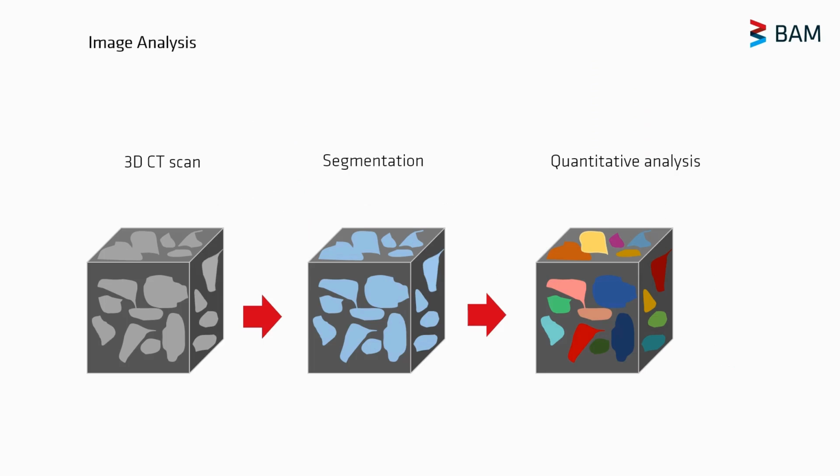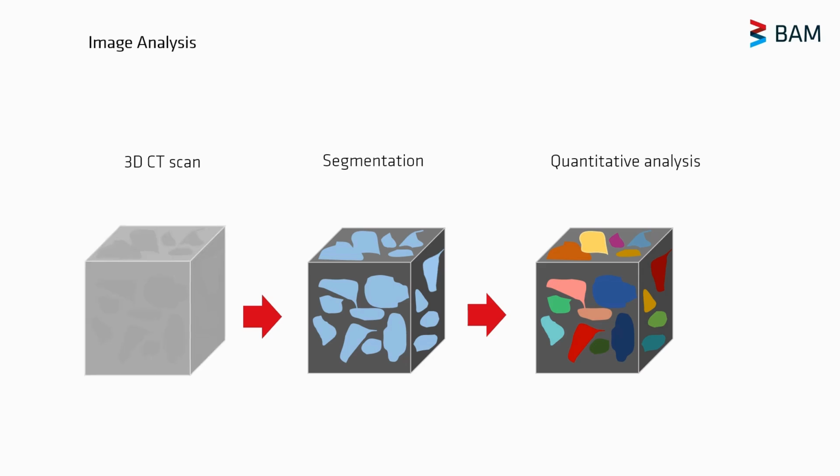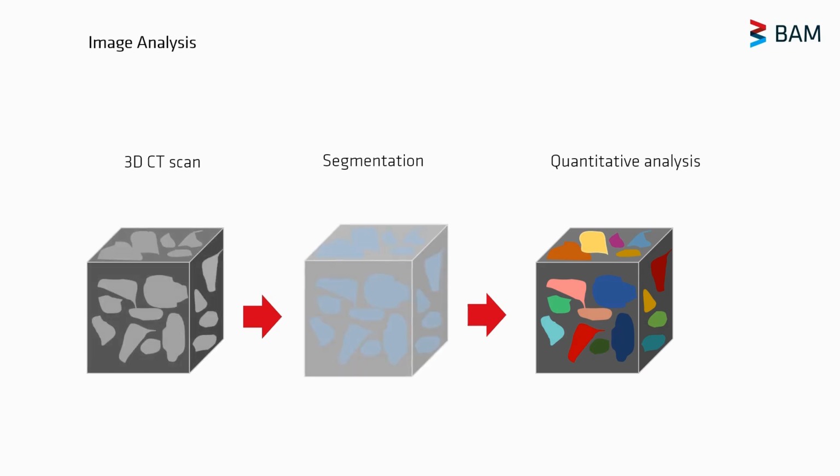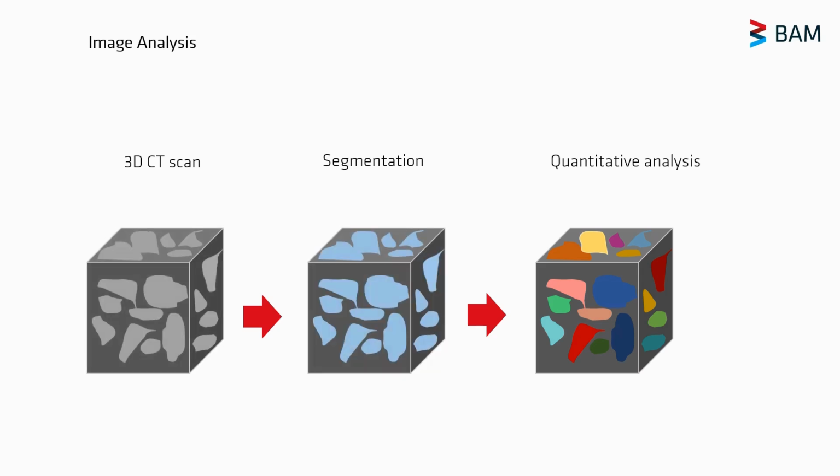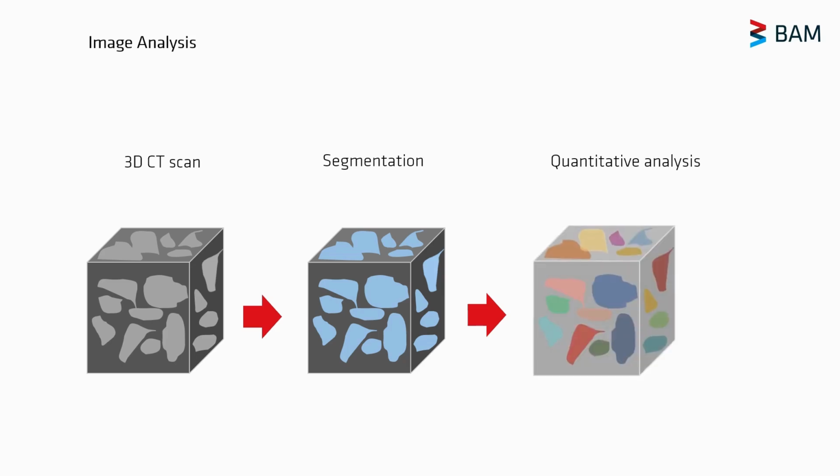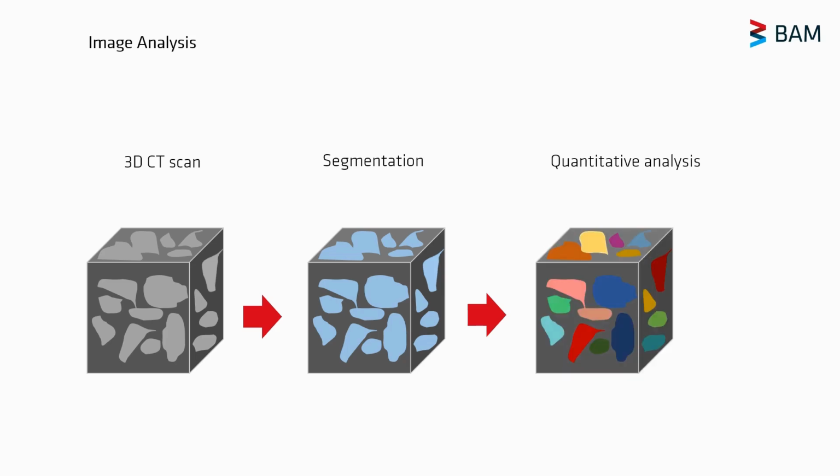After obtaining the reconstructed 3D image, a scientific image processing platform is utilized for image analysis. It enables the user to begin with a raw image, then segment it into different phases, separate and label each object, and finally perform quantitative analysis.